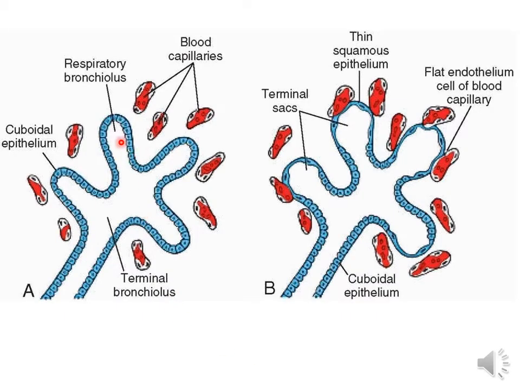Here, this is the respiratory bronchiole, and this is the cuboidal lining. They're surrounded by blood capillaries. And here you can see these cells are changed into flat, thin cells. They are in intimate contact with the capillaries. The remaining cells remain cuboidal. Only these cells will be flat and thin.